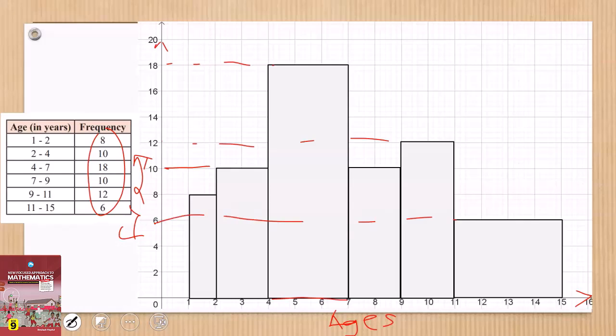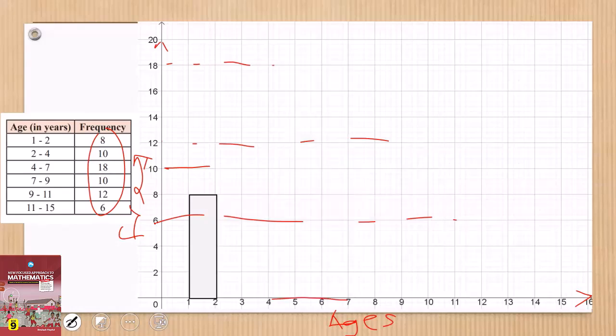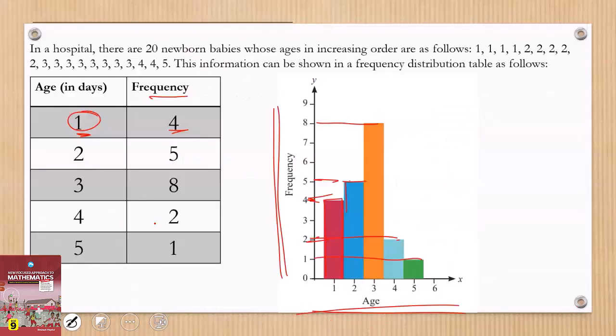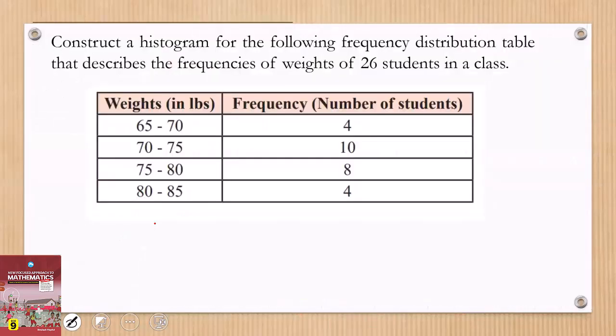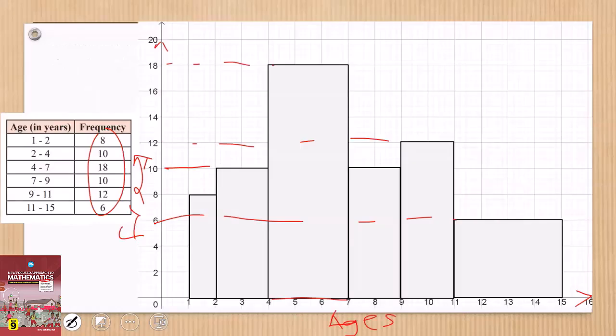And you can see here that the bars are not even compared to the previous one that we saw here. Here the bars are even because the difference is the same. But here they gave us intervals which come in different forms, and so the intervals are not the same. Now let's try another example and see.